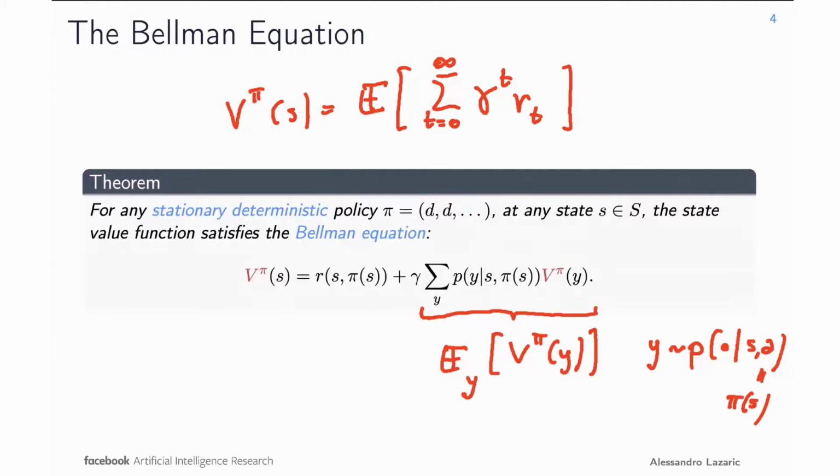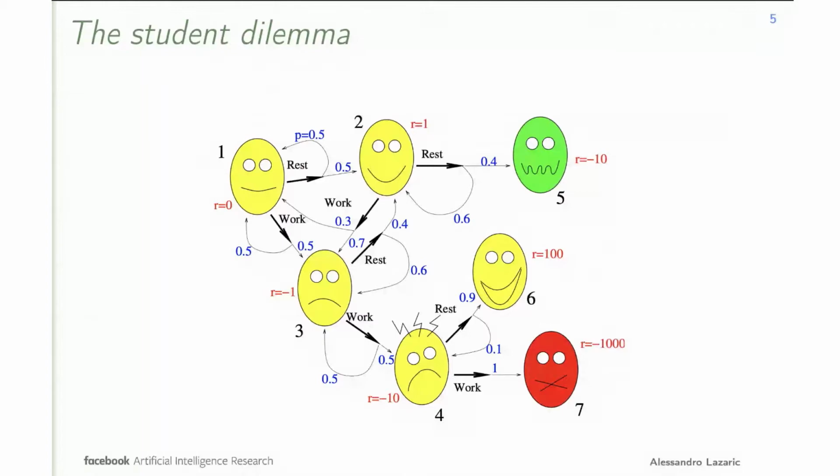So let's just try to browse through this idea through an example. This example is, as I call it, a student dilemma. So you have these smiley faces or less smiley faces, which are the states. They can be in this state, and so on and so forth.